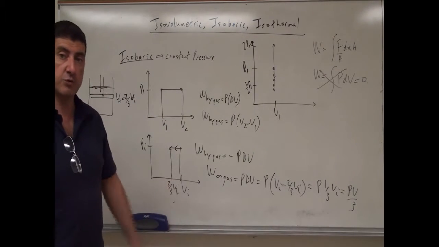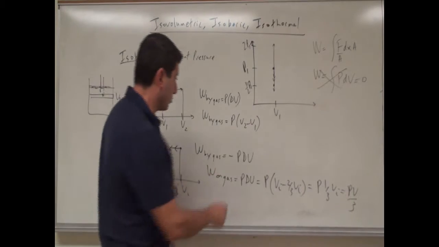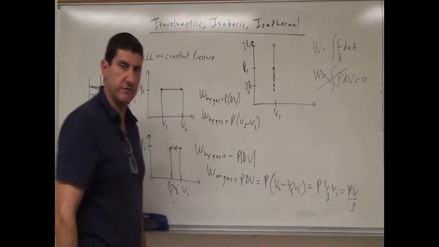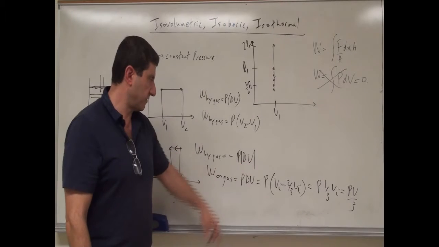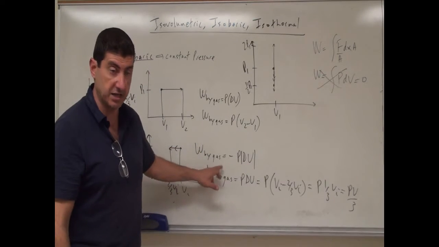So later on, when I do problems, I'll do these with all numbers and stuff like that, right? Here I was calling delta V the absolute value of the change in volume, so that this is positive and this is negative, because I know that the work by the gas is negative, okay?